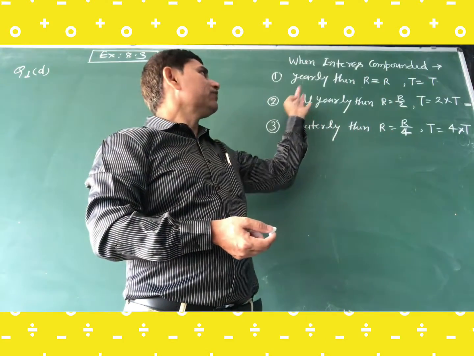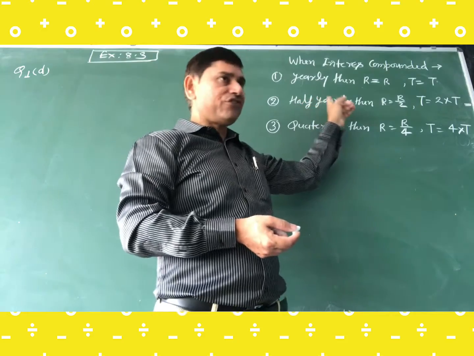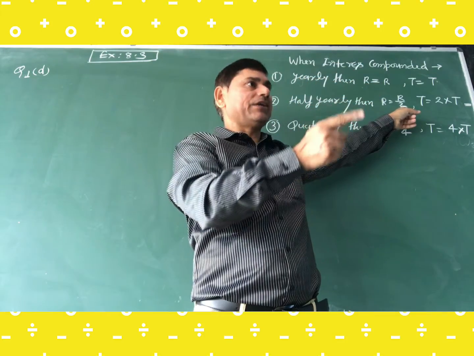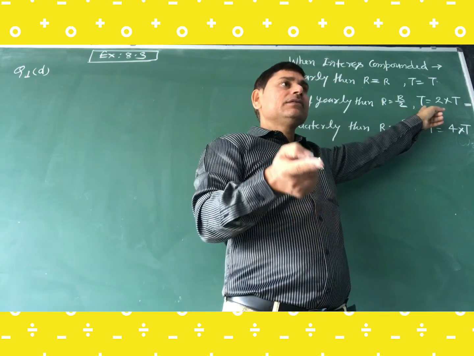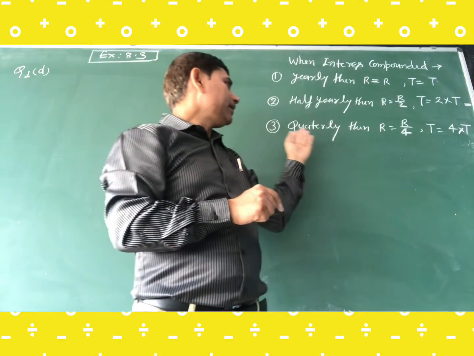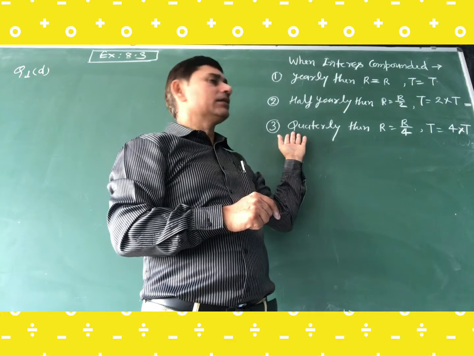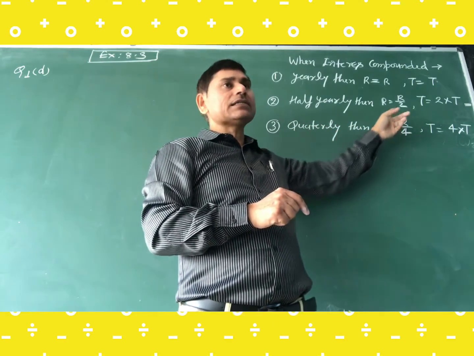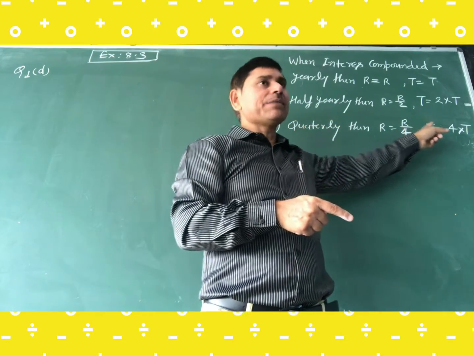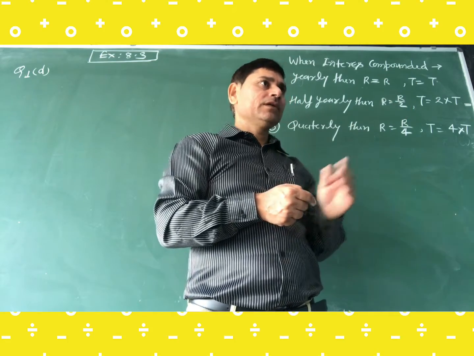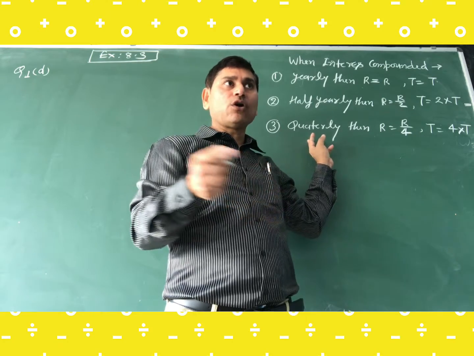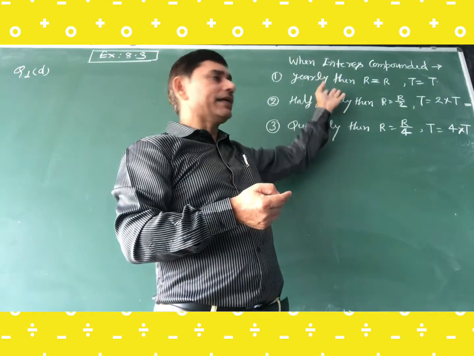If the interest is compounded half yearly, then the rate will be just half of the given rate, and the time is just 2 times the given time. And if the interest is compounded quarterly, then the rate is 1/4 of the given interest rate, and the time is 4 times the given time. So see these 3 conditions and keep them in your mind. According to the question, you will apply these conditions.